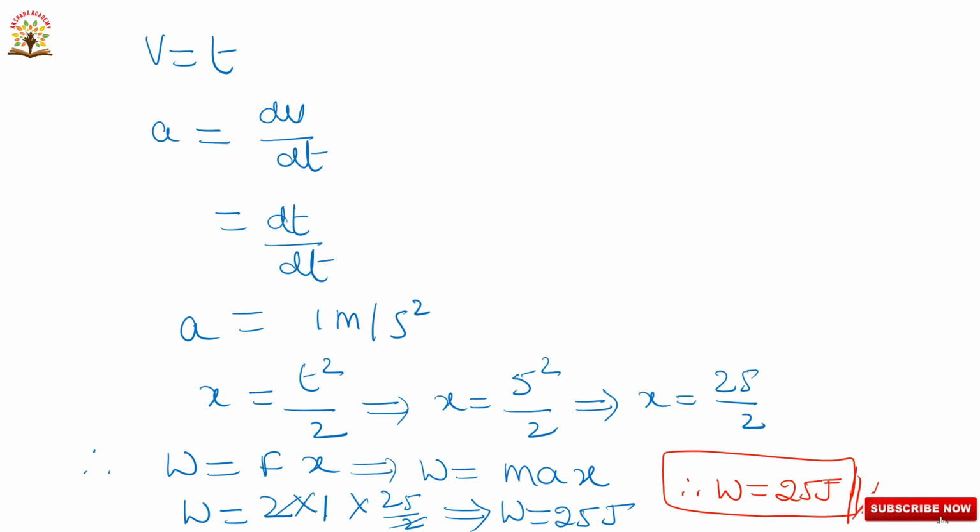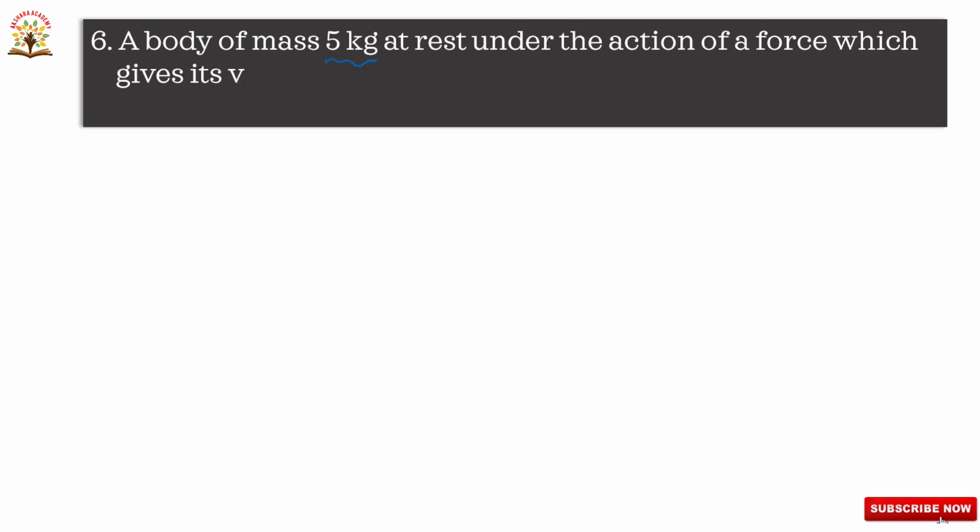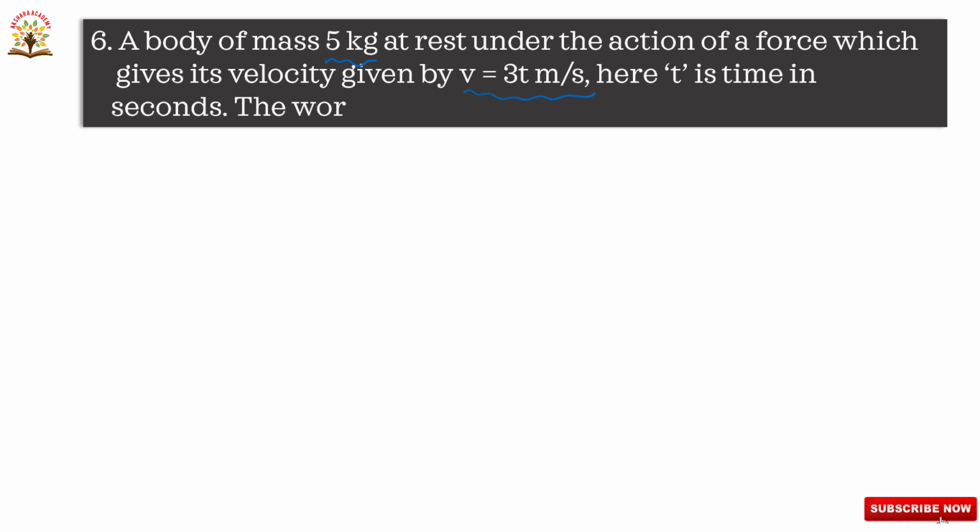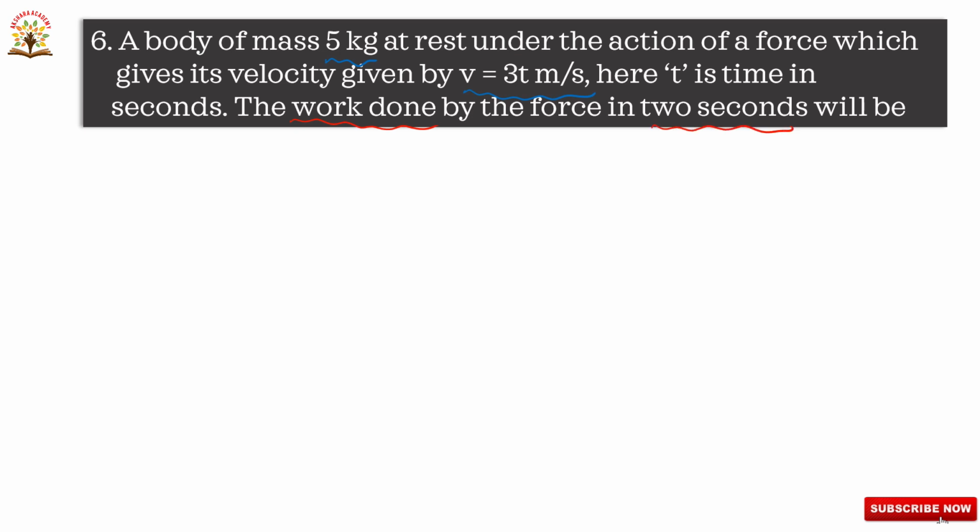Okay, next we will go to the next question. In this question, a body of mass 5 kilogram at rest is under the action of a force which gives its velocity by v = 3t meters per second. Here t is the time in seconds. The work done by the force in 2 seconds will be, here we have to calculate the work done by the force in 2 seconds. The given mass is 5 kilogram at rest and the given velocity is v = 3t meters per second. Okay, now let us go to the solution.